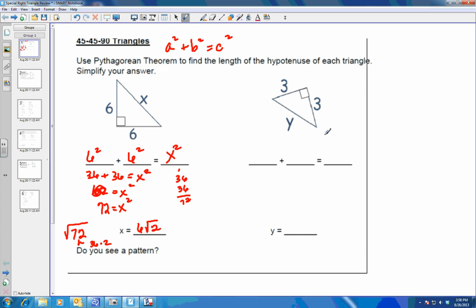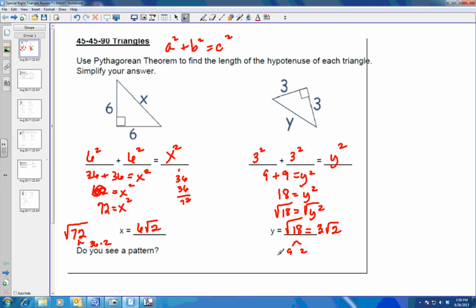I know this is my hypotenuse because it's the longest side and it's also opposite the right angle. So in this one I know 3 squared plus 3 squared equals y squared. 9 plus 9 equals y squared. 18 equals y squared. And when I take the square root of both sides, then I get y equals the square root of 18. But the square root of 18 is 9 times 2, and 9 is a perfect square, so that's 3 radical 2.